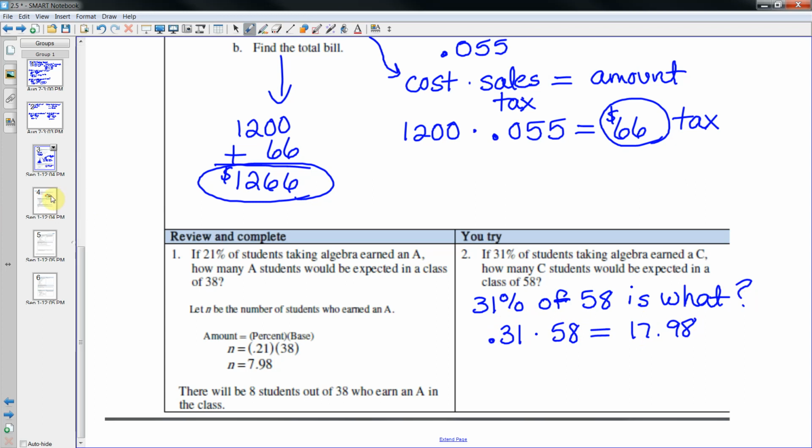Alright, so those are your basic percent problems. The workbook has a little bit more involved ones, but those are your basic ones, and those are the ones that you're pretty much going to see on a test or on homework.